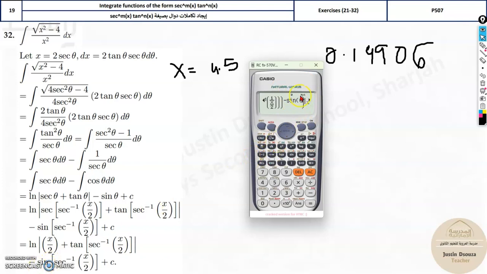Now sine, it'll automatically open the bracket. Again, secant inverse is cos inverse. And then what do we have? 1 divided by alpha x divided by 2. Now, if you just press once like this and close, it's going to be wrong. You need to press come over here and then close the bracket and then close the sine bracket again. Now that's it. Don't write the c because it doesn't make a difference. What is the x value? It is 4.5. Let me press equal to.